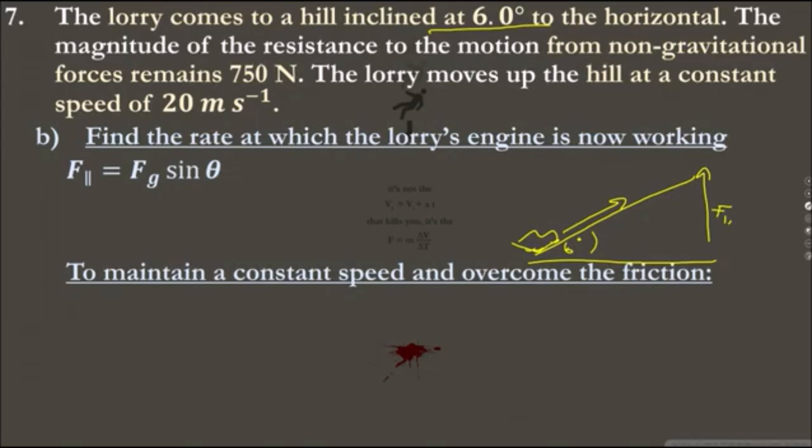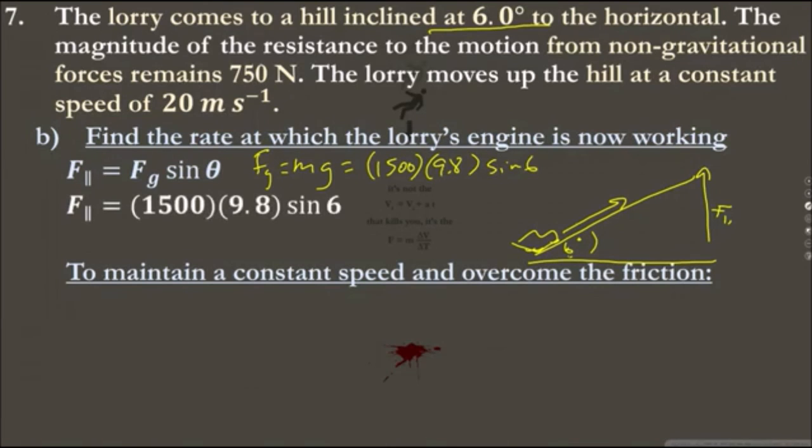So we need to find the weight force. Mass times gravity is the weight force. Mass is going to be 1,500, that's from the last question, and acceleration due to gravity is 9.8. And then we need to find sine 6. So the force of lifting our object up is 1,536 newtons, roughly, give or take with the decimals.